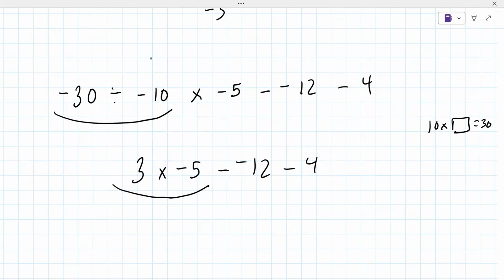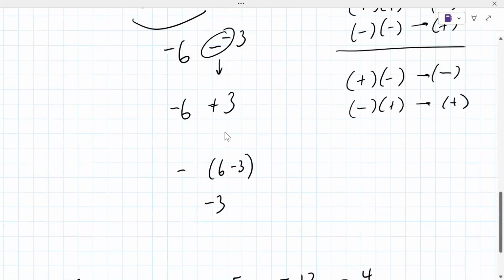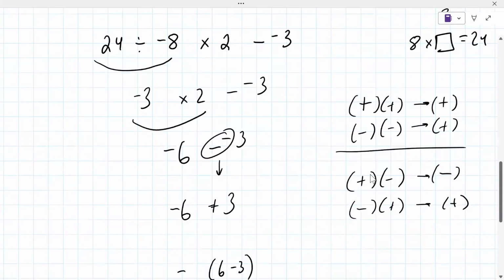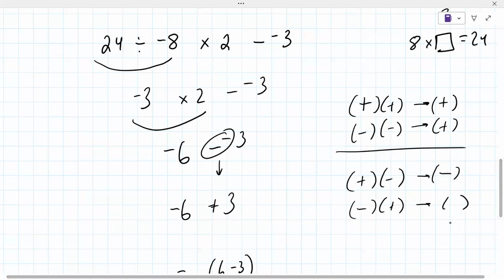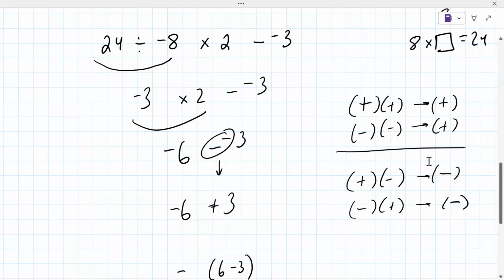3 times -5, what does that become? Is it... since they're different signs? Back to our rules here: if they're opposite in sign, the answer is negative. Because the answer is negative.